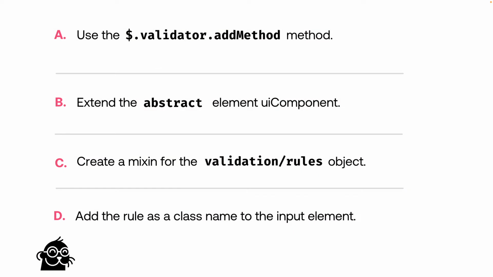Number 1, use the $sign or jQuery validator add method. Extend the abstract element UI component. Create a mixin for the validation rules object. Add the rule as a class name to the input element. Okay.